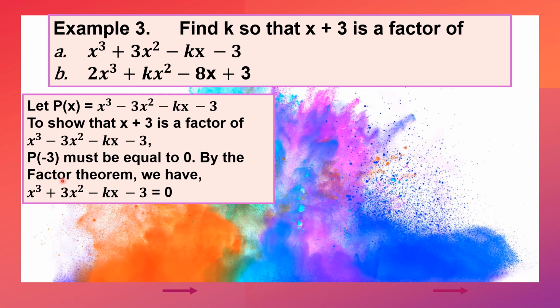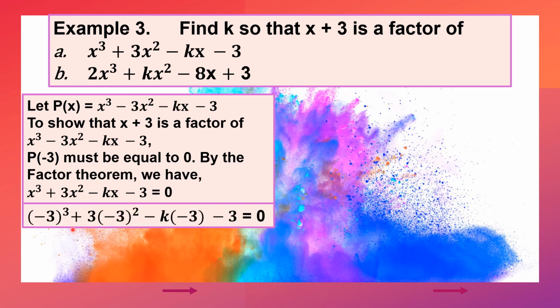So by the factor theorem, we have x cubed plus 3x squared minus kx minus 3 is equal to 0. So let us just change all of x here into negative 3. Why negative 3? Because of x plus 3. If we equate this to 0, x is equal to negative 3. So change x into negative 3, x negative 3, x negative 3.